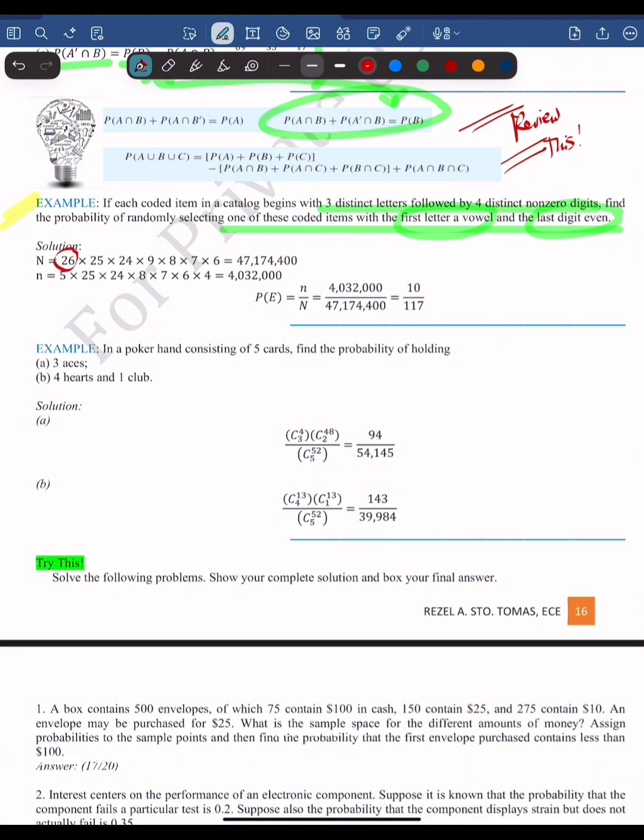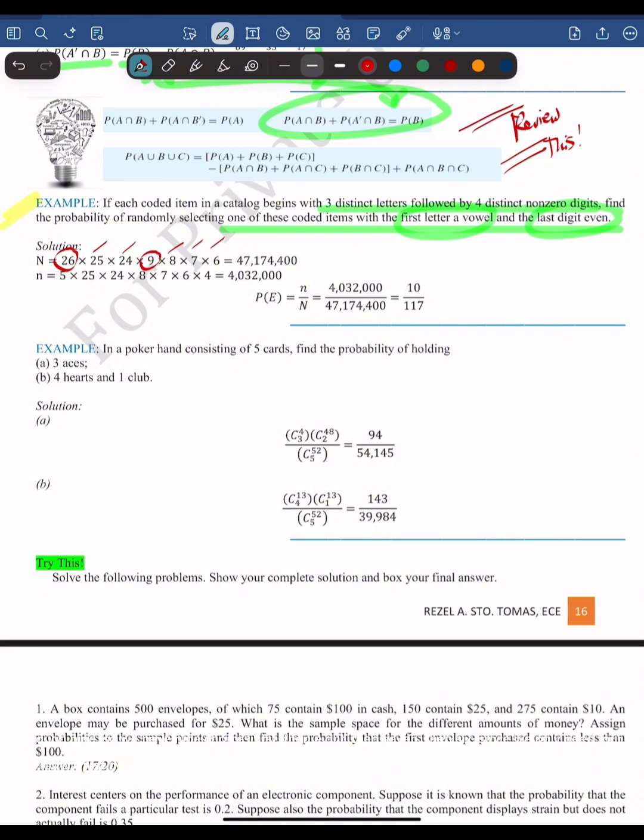This is because there are 26 alphabets. After using 1, it becomes 25, then 24. This is because the letters are distinct. Also, there are 9 non-zero digits, which are 1 through 9, so we have 9 choices first. Then 8, then 7, then 6, since we only need 4 digits. The digits are also distinct or non-repeating.